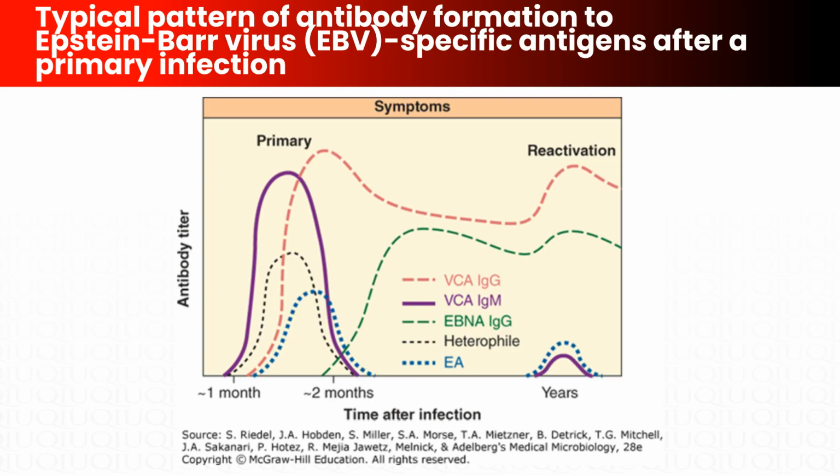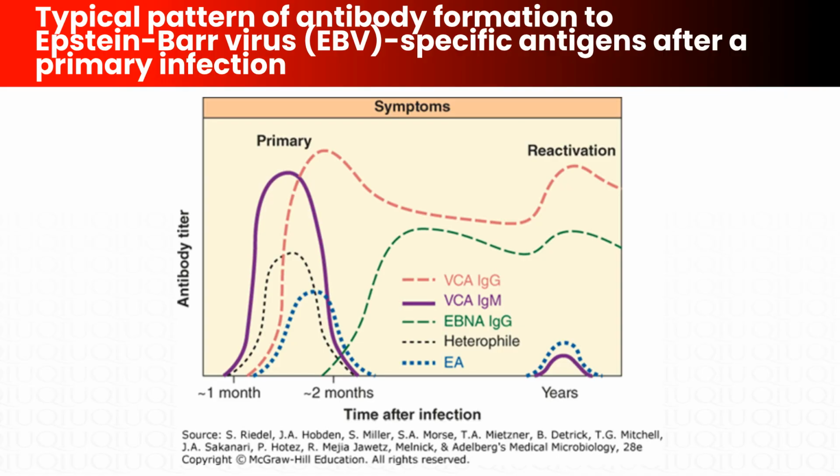This graph shows the typical pattern of antibody formation to Epstein-Barr virus-specific antigens after a primary infection. Let's examine each antibody type. First, VCA-IgM antibodies appear early. VCA stands for viral capsid antigen, which are proteins in the virus's protein coat. IgM antibodies are the first type of antibody produced during any primary infection.